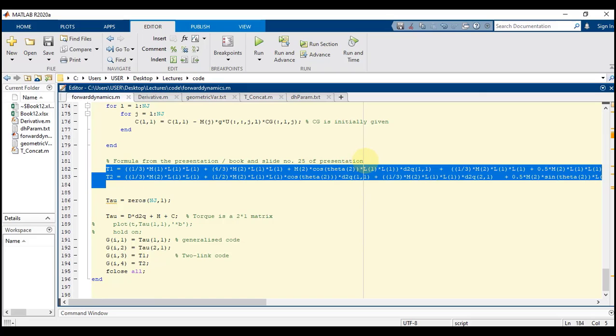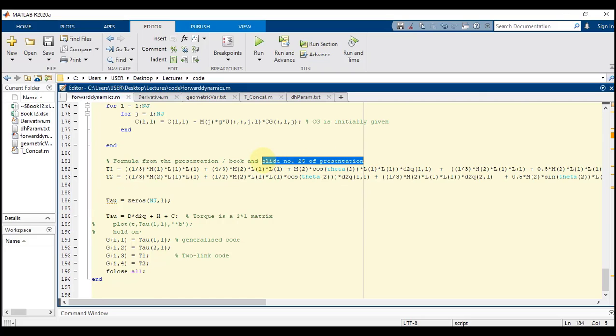And this expression can also be referred to in slide number 25 of the presentation, which is similar to the expression in the book by Fu, Gonzalez. This is the final expression of torque. GI1 gives torque 1 from the generalized code. GI2 gives torque 2, that is torque at joint 2, using the generalized code. Similarly, GI3 and GI4 give the torque values for the two-link code here. That is, GI3 and GI4 are nothing but this T1 and T2.